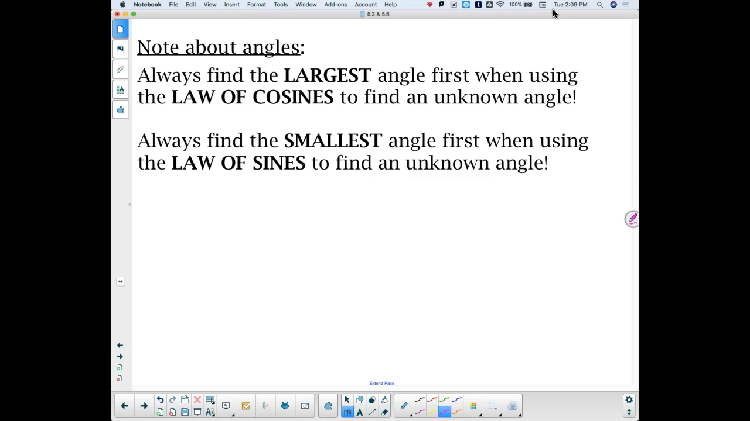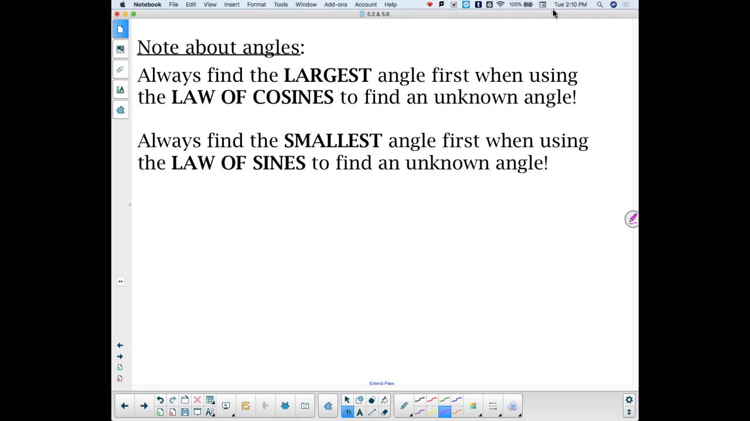Okay? And the reason goes back to when we were dealing with inverse trig functions. The inverse sine is the right side of the circle, which means the only positive angle that you would have would be in quadrant number 1. So when you're using inverse sine, we've got to get that positive first quadrant angle. That's an acute angle. You can't have two obtuse angles in a triangle. You can only have one. So you find the smallest first when using law of sines, because then it's guaranteed to be in quadrant number 1. Okay. Inverse cosine, that's the top half of the unit circle.